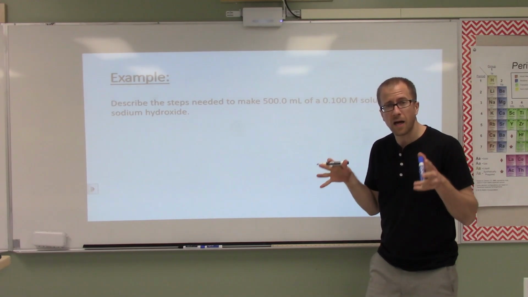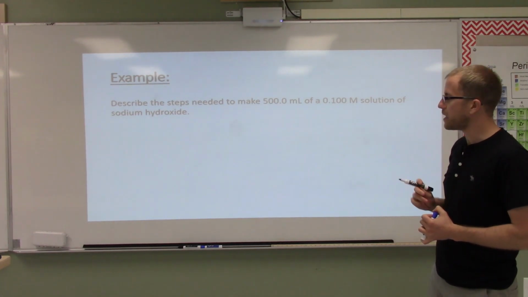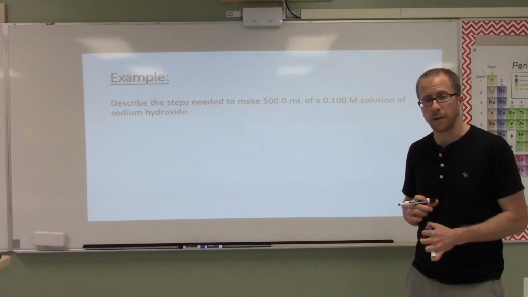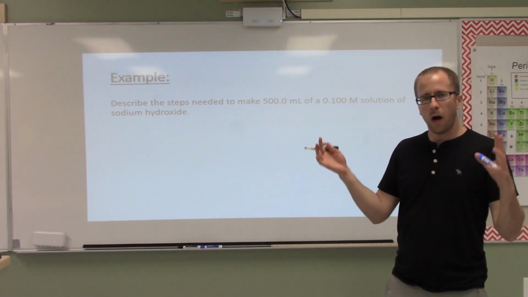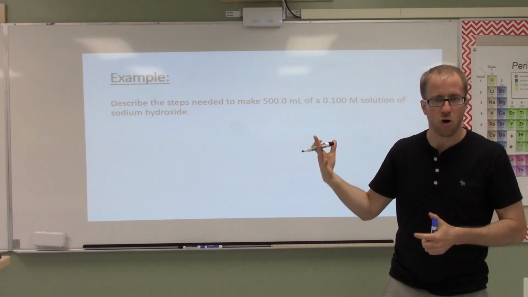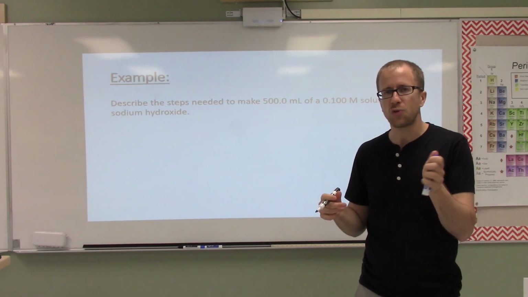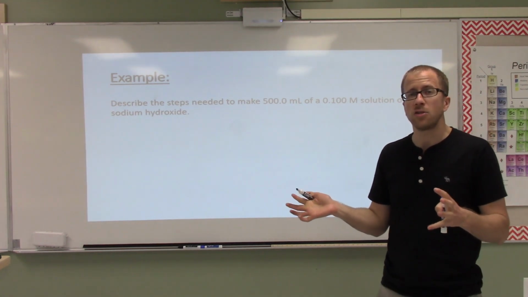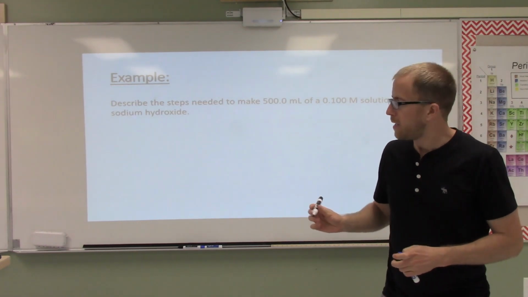Okay, now let's look at a couple examples. Describe the steps needed to make 500 milliliters of a 0.1 molar solution of sodium hydroxide. Now, given this information, we need to think of those steps. So how is it that we make a solution? Well, we must take that solid sodium hydroxide, add it to our volumetric flask, add a little bit of water in there, swirl it around, and add the rest to the desired volume. But in order to do that, we need to know how much sodium hydroxide we're going to need. Now, how do we figure that out?